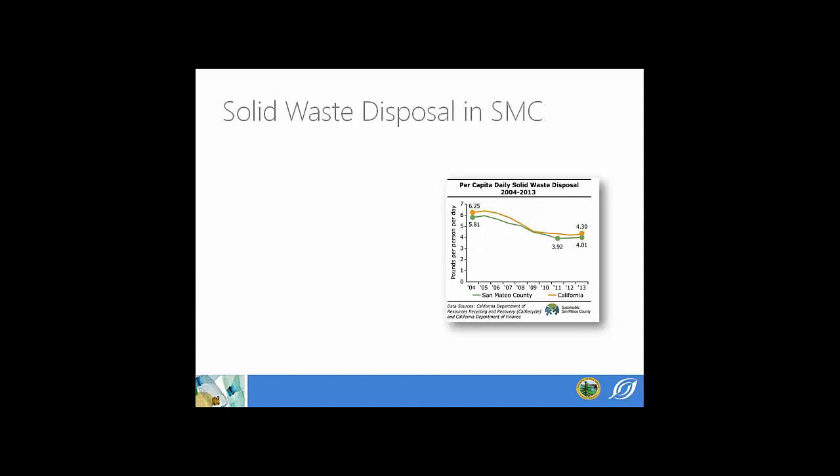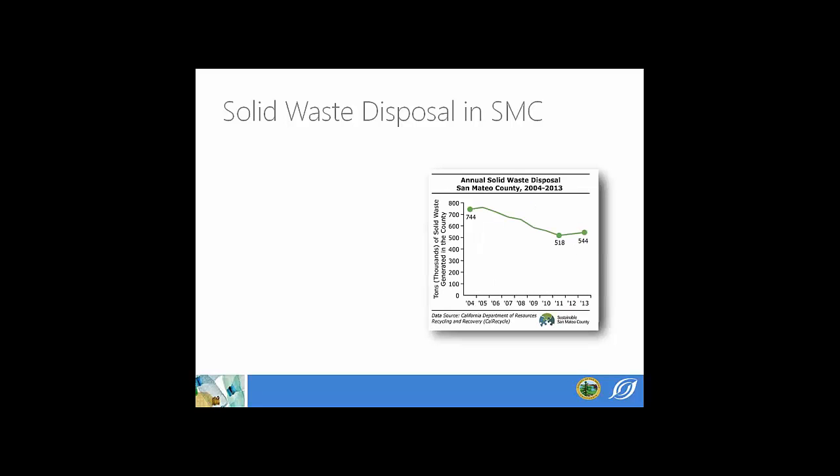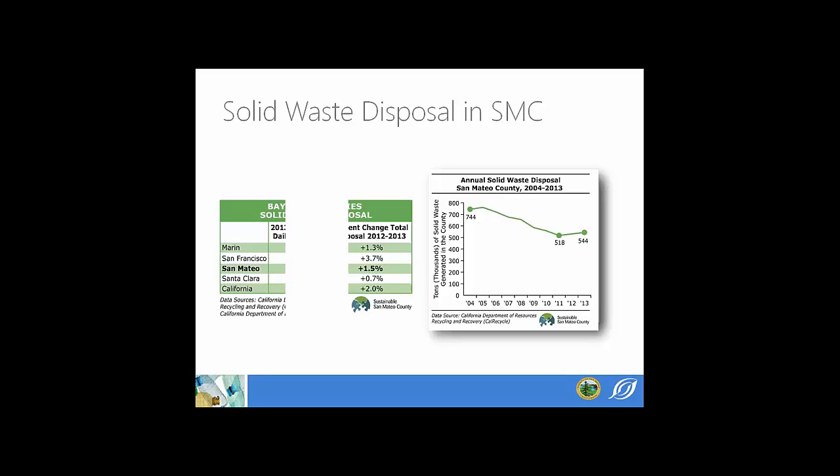On a local level, here in San Mateo County, residents produce about 4.01 pounds of waste per day. That's based on a 2013 number. But overall, since 2004, the countywide disposal has declined about 31%. So that's really great. A total of about 543,000 pounds was generated in the county in 2013, which was slightly higher than the year before, but definitely lower than the peaks that we saw.